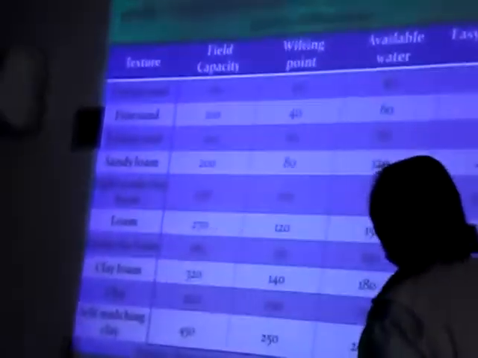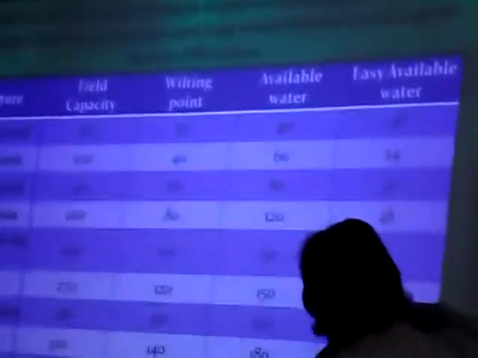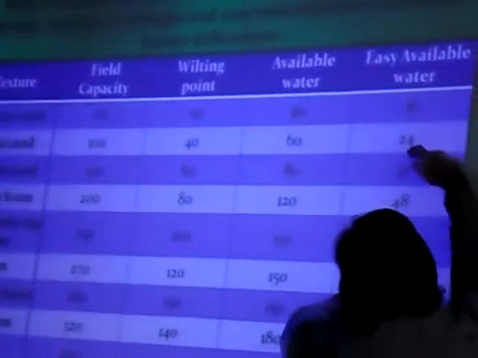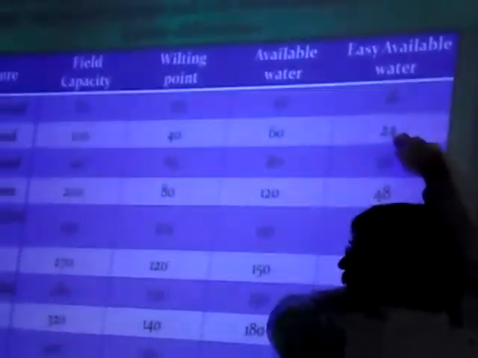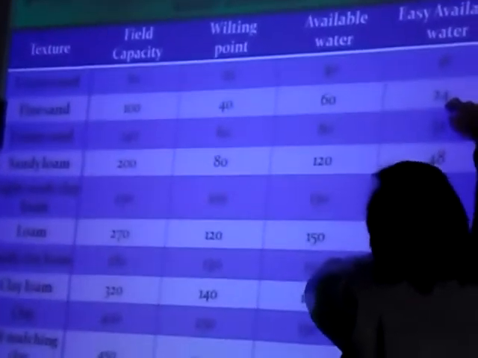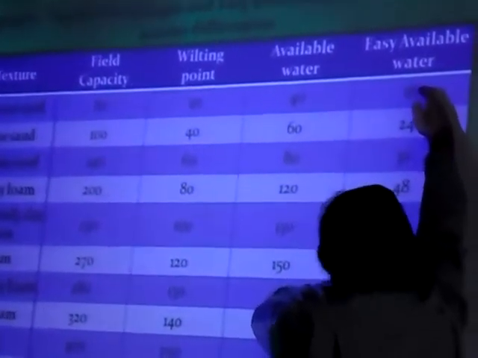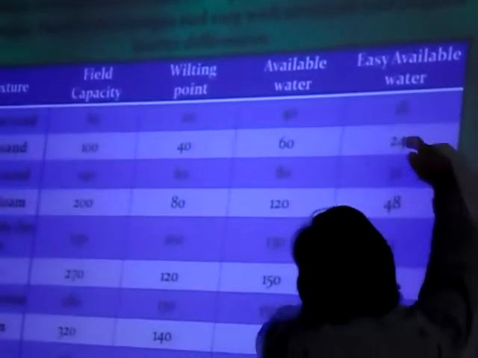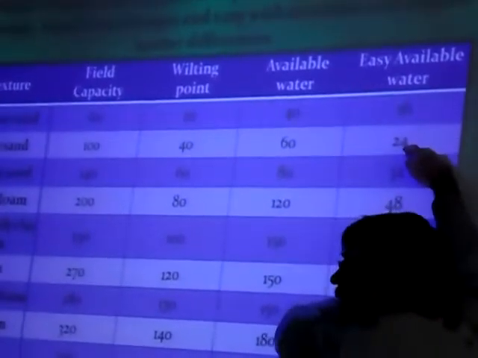Most of the soils in Egypt, in the desert, are in this range. Okay, 90% of the soils are in this range. There are some soils there and some soils here, but 90% of the soils in Egypt are in that range.